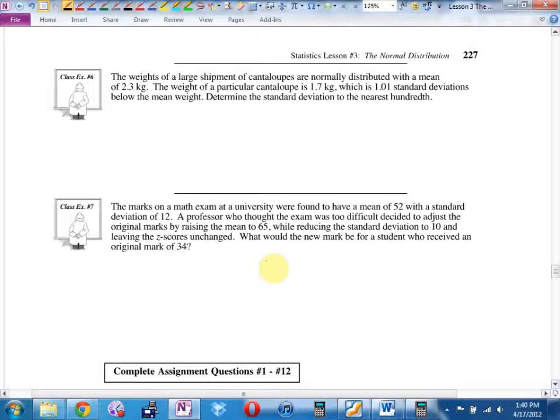The weights of a large shipment of cantaloupes are normally distributed, that means they follow that bell-shaped curve, with a mean of 2.3. So we should write that down, shouldn't we? What was the symbol for mean? Mu.